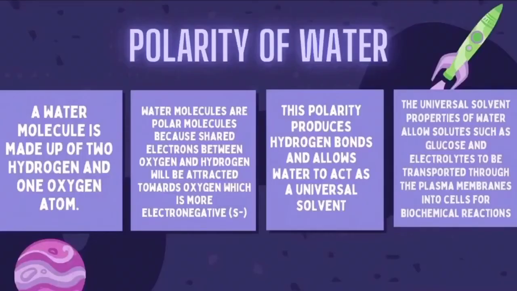Water. Polarity of water. A water molecule is made up of 2 hydrogen and 1 oxygen atom. Water molecules are polar molecules because shared electrons between oxygen and hydrogen will be attracted towards oxygen, which is more electronegative. This polarity produces hydrogen bonds and allows water to act as a universal solvent.